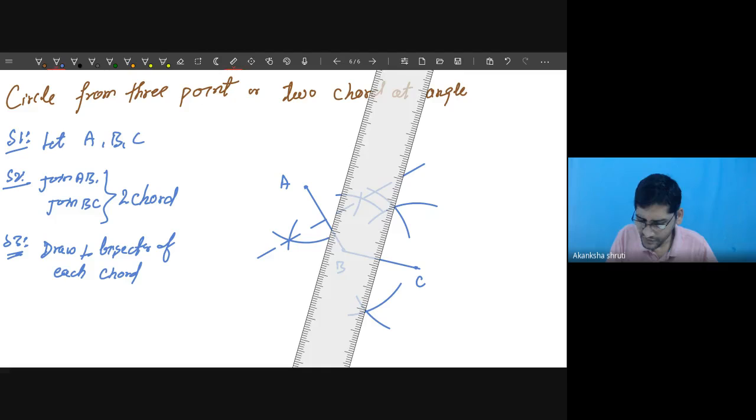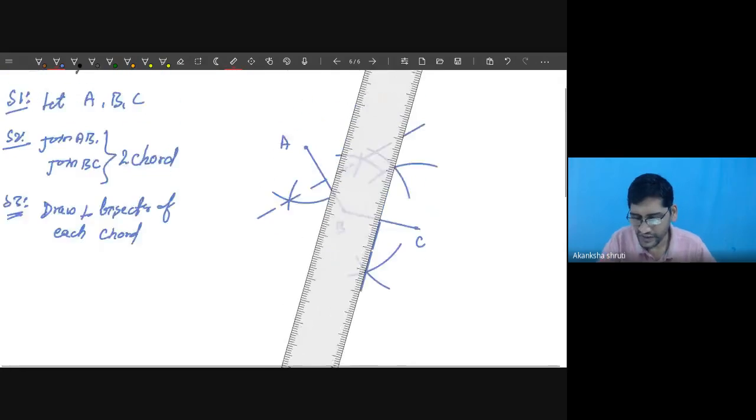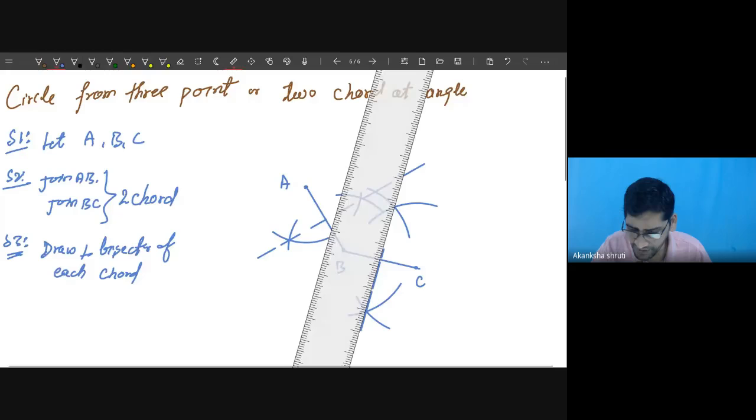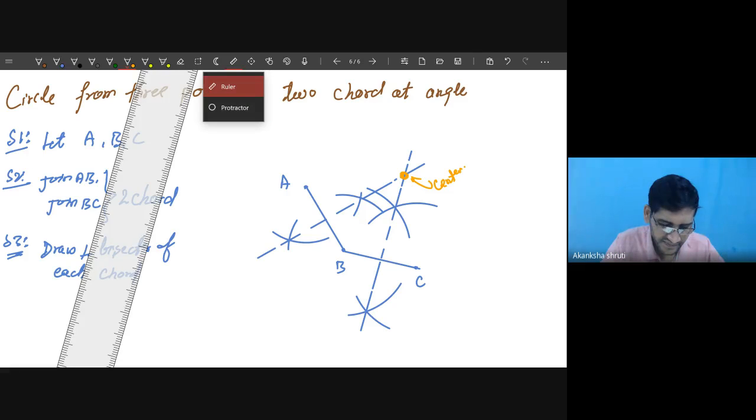Here, this perpendicular bisector is going to intersect the perpendicular bisector of AB also at some point. This point is what we were searching for. Okay, student? So this point that we have obtained here will be the center. So write that.